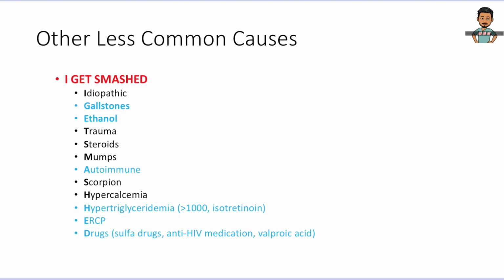Other less common causes that I think you should remember include idiopathic reasons, trauma, steroids, mumps, autoimmune diseases, scorpions, and especially try to remember hypercalcemia and hypertriglyceridemia. ERCP, which is a GI procedure, can also cause pancreatitis due to direct damage or trauma, and drugs like sulfa drugs, anti-HIV medications like didanosine, and valproic acid.